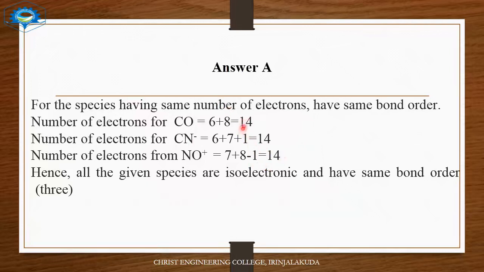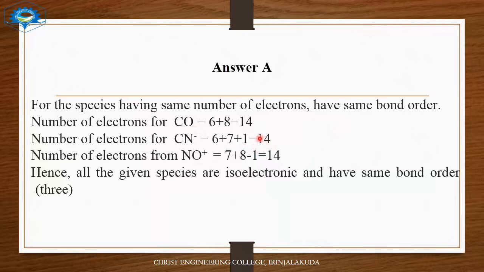So option A, calculate the number of electrons. You will find that the number of electrons are the same, so it is known as isoelectronic. If the number of electrons are same, then they have the same bond order.